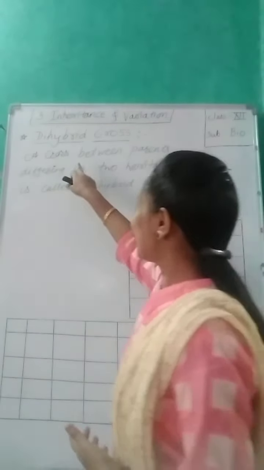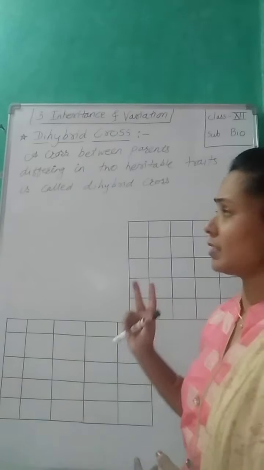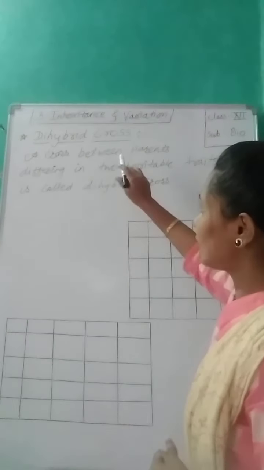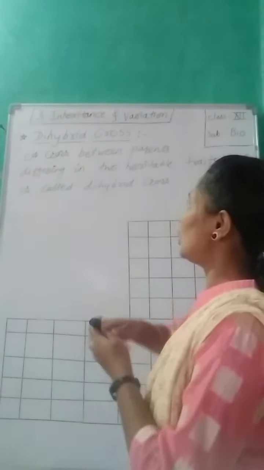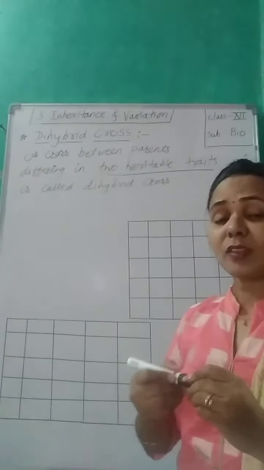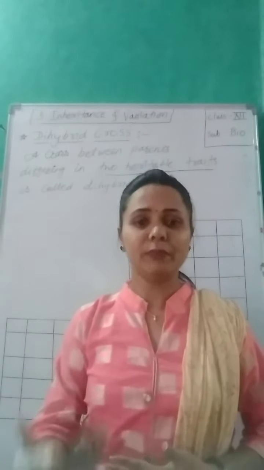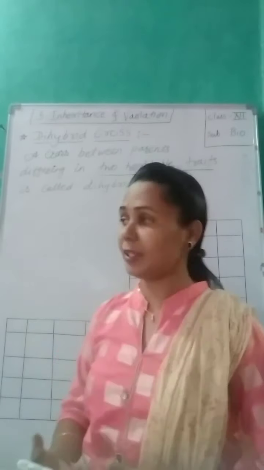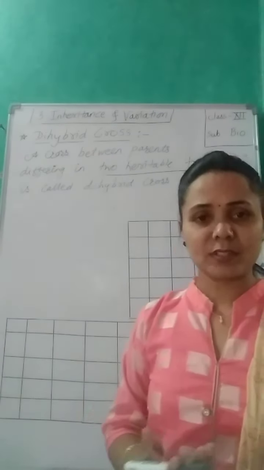Means it is having one character and another one is a contrasting character, two different characters we will consider in this video. Okay, so dihybrid cross means a cross between parents differing in two heritable traits. This is important. Two heritable traits means those heritable traits which are transferred from parents to filials, means next generation. Okay, so first we will take two characters. Any two characters we can consider.